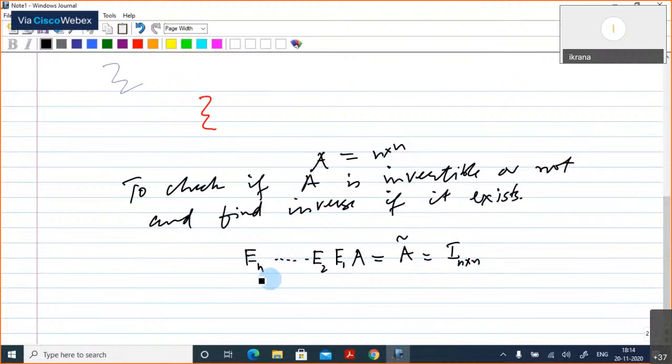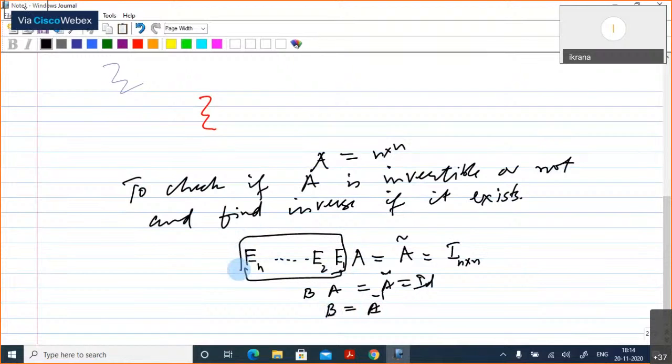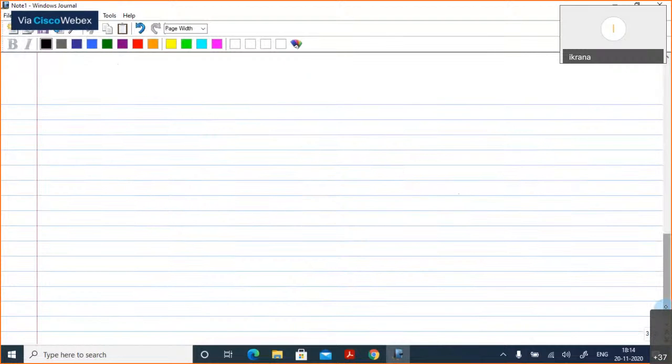So if I call this product B, then B times A is equal to A tilde, which is equal to identity. That means this B is equal to A inverse. So to get this B, which is A inverse, I have to keep track of the order in which I am doing the elementary row operations.